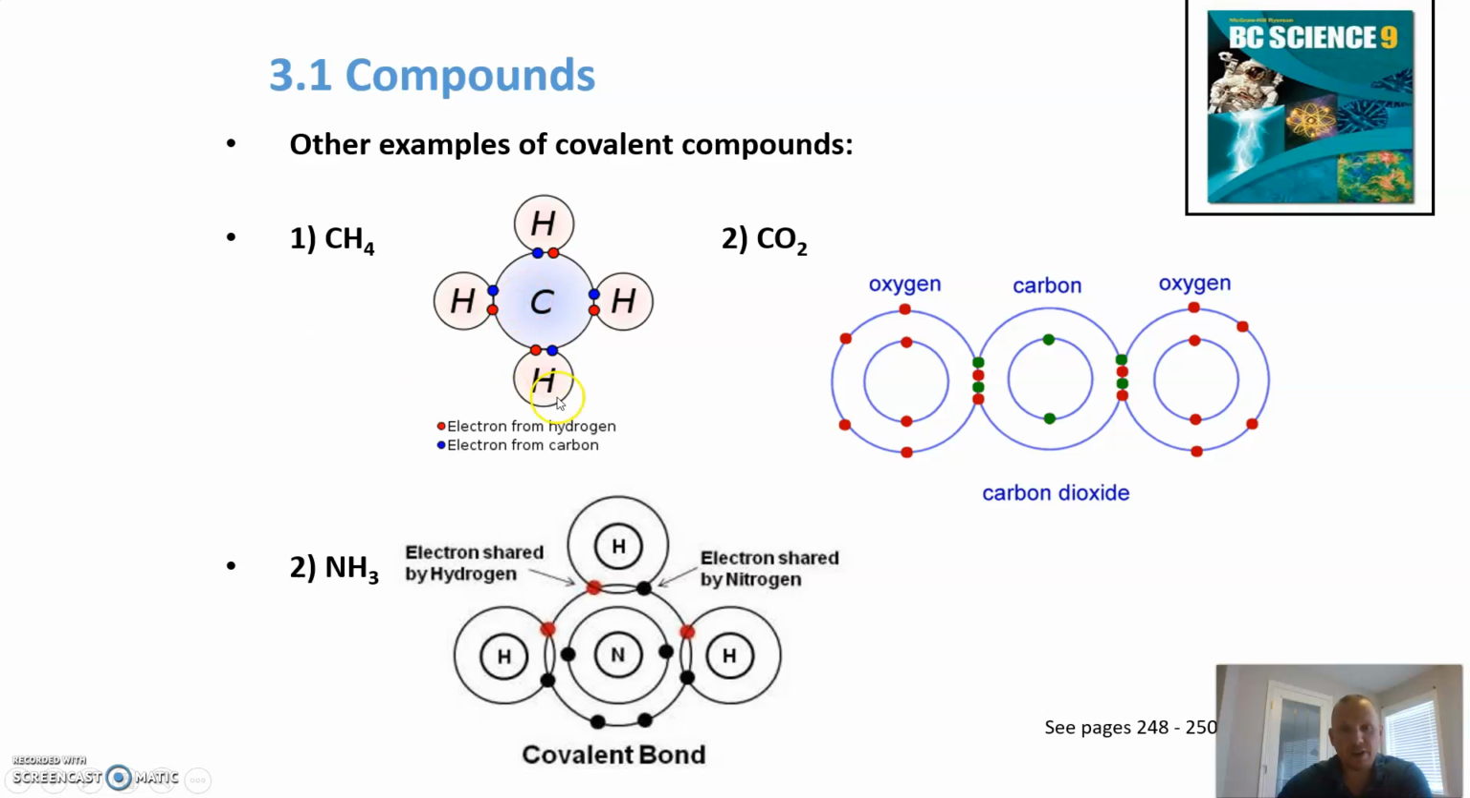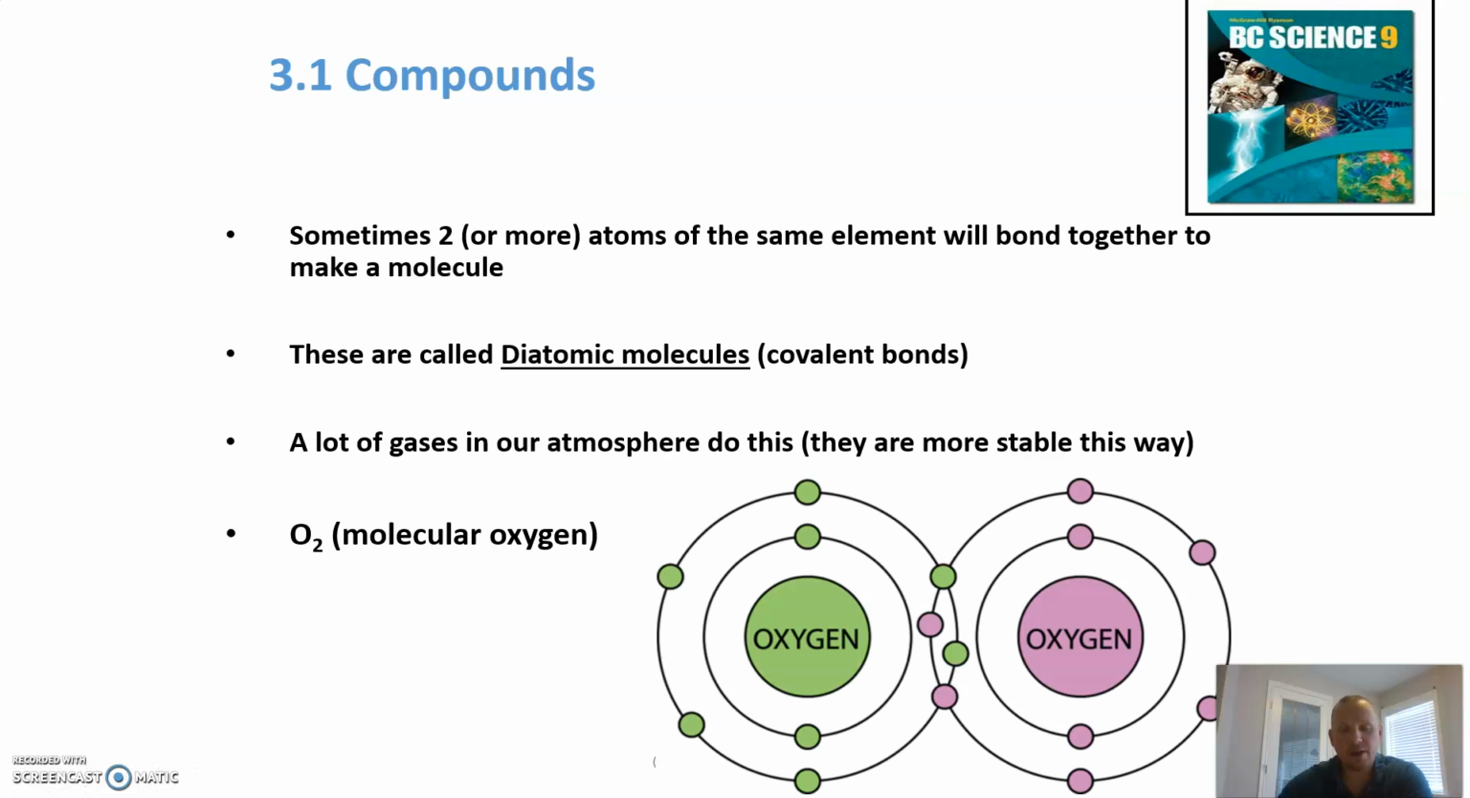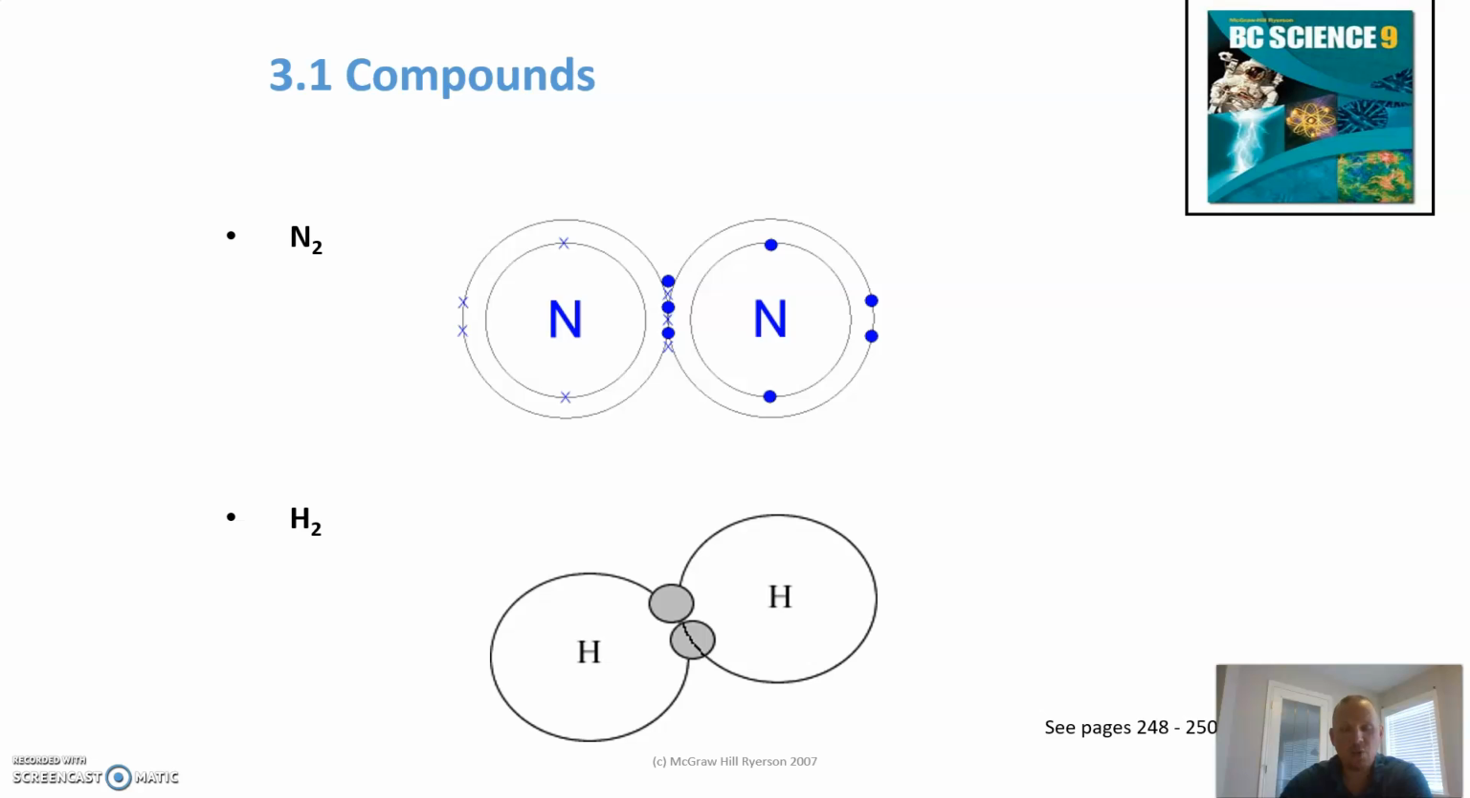Here's some more examples of covalent compounds. We see methane, carbon dioxide, NH3. And sometimes covalent compounds can form what are called diatomic molecules. That's when 2 atoms of the same type bond together. The oxygen we breathe is actually not just a single oxygen atom. It's 2 oxygen atoms bonded together as a covalent compound, and those are called diatomic molecules. We see that with oxygen, with the nitrogen we breathe, and with hydrogen gas.